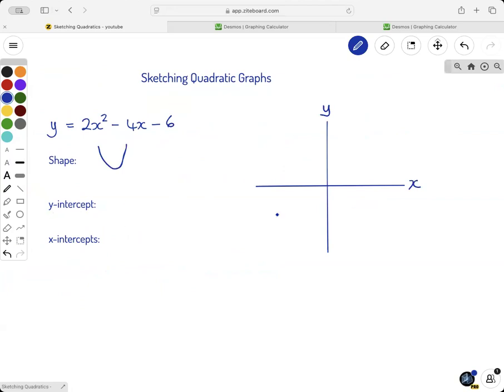Next, we find the y-intercept. All the points on the y-axis have an x-coordinate of 0. If we put x equals 0 in there and there, then these two terms are 0 and y is equal to negative 6.